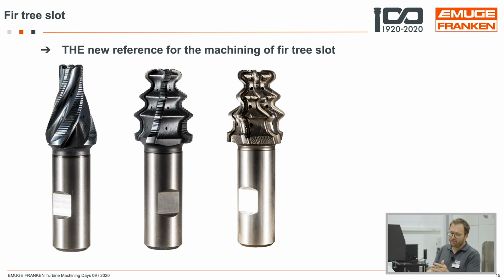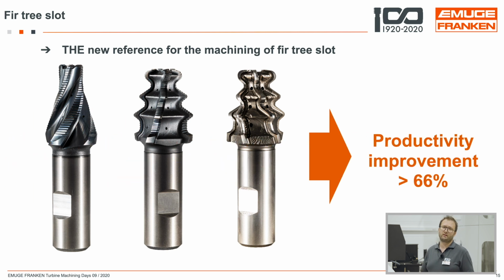With these 3 tools machining steps, a productivity improvement of up to 66%, which means only a third of the requested time in the prior manufacturing process, is achieved, is reached and proven.